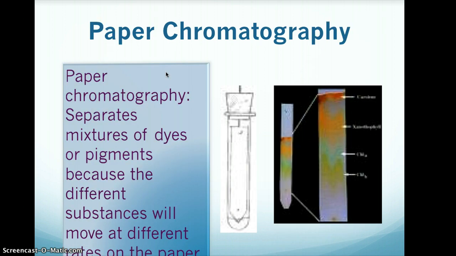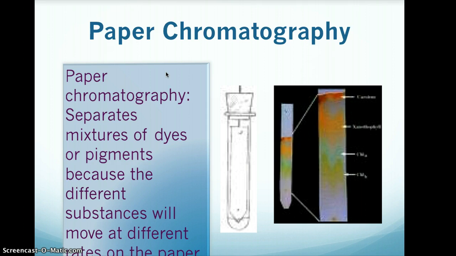Okay, so here we have paper chromatography, which is another way of physically separating out a mixture. You use this for dyes or pigments, and we see it a lot too. I think you'll do this in biology next year. You'll use chlorophyll, which is the pigment found in leaves, and you will separate out that chlorophyll to see what other pigments are in the leaf besides chlorophyll. So that's a pretty cool lab that you're going to do.